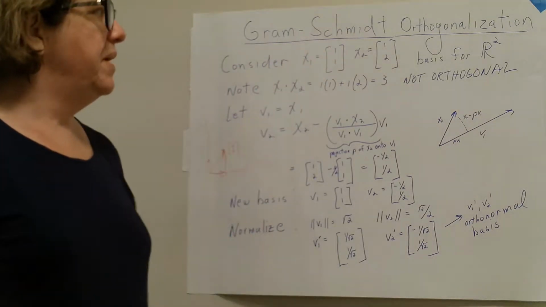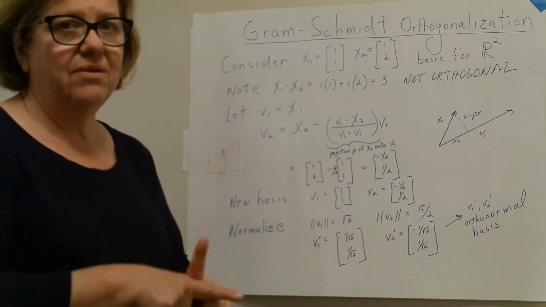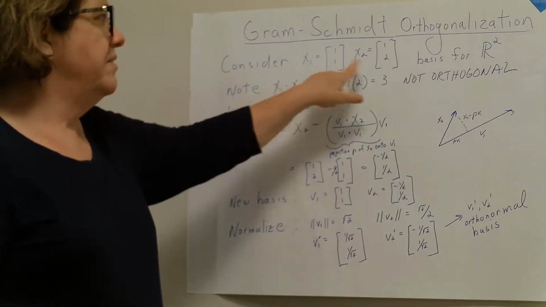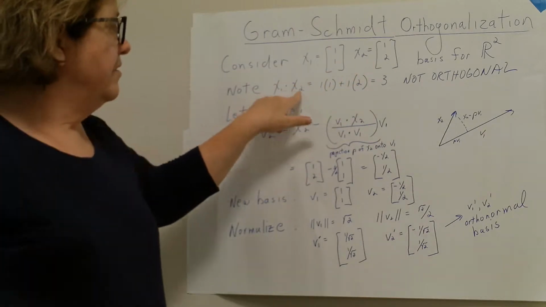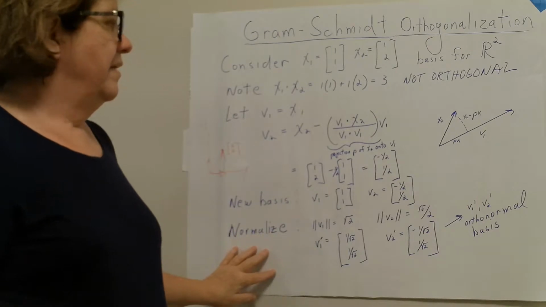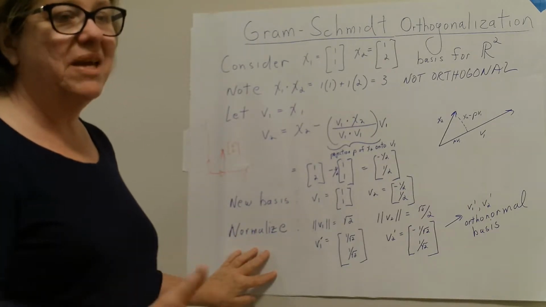But what if we have a basis that does not consist of orthogonal vectors? Okay, so like this one. Note that the dot product is 3, so the vectors are not orthogonal. We want to orthogonalize them. We want to make them orthogonal.